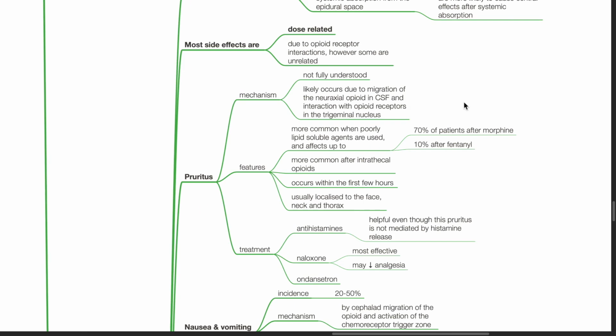Pruritus. The mechanism is not fully understood. It likely occurs due to migration of the neuraxial opioid in the CSF and interaction with opioid receptors in the trigeminal nucleus. Features. Pruritus induced by neuraxially administered opioids is more common when poorly lipid-soluble agents are used and affects up to 70% of patients after morphine and 10% after fentanyl administered neuraxially. Pruritus is more common after intrathecal opioids and occurs within the first few hours. It is usually localized to the face, neck, and thorax.